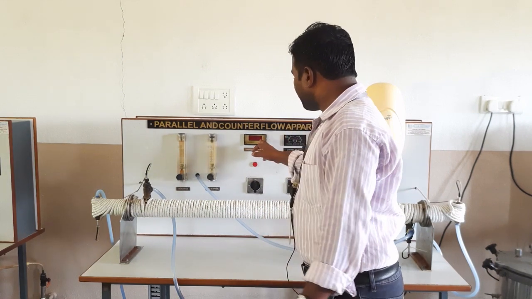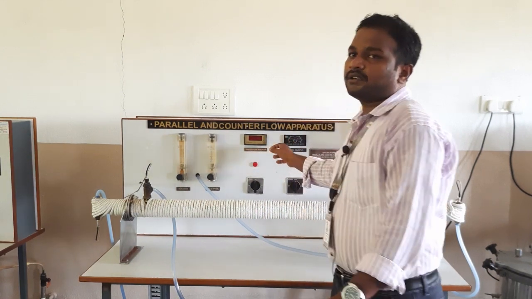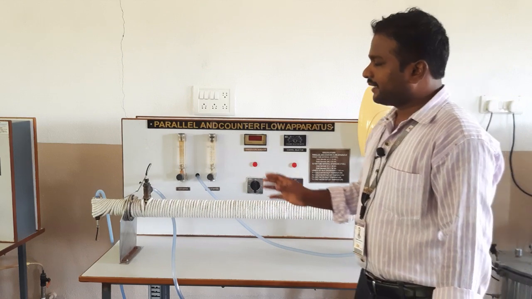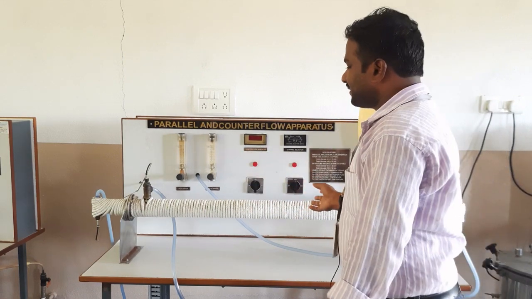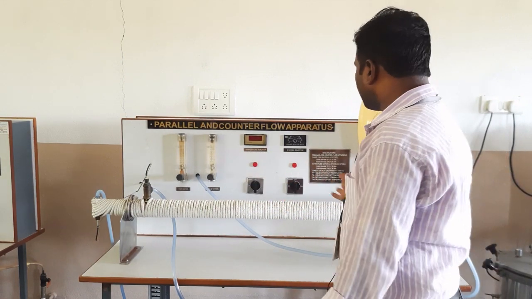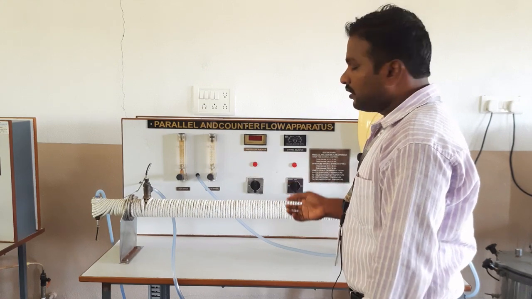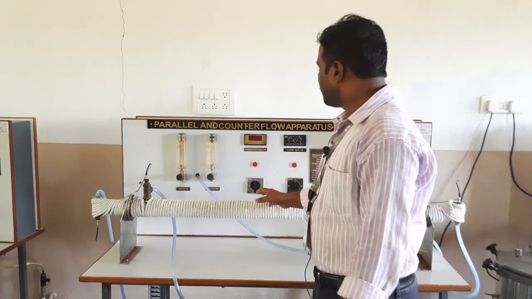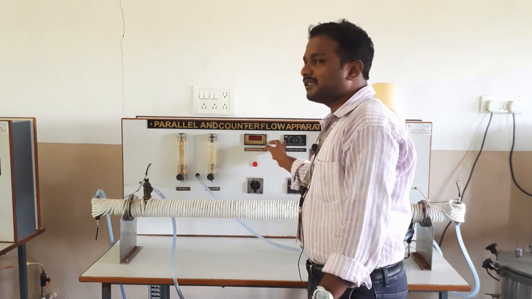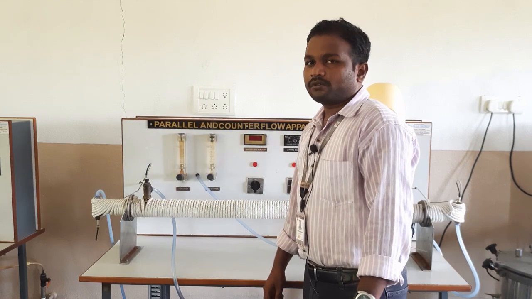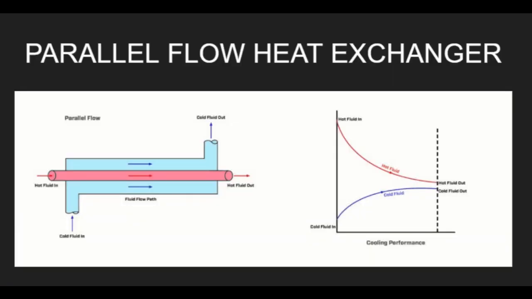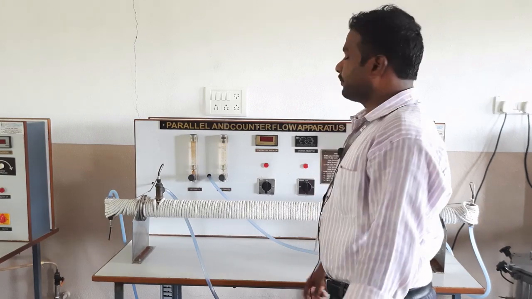By using this temperature indicator and the channel selector, monitor the temperature readings at both sides of the heat exchanger. Four thermocouples are provided at two sides of the heat exchanger, so the temperature readings are monitored using the temperature indicator and the channel selector. So let us go for the experimental procedure.